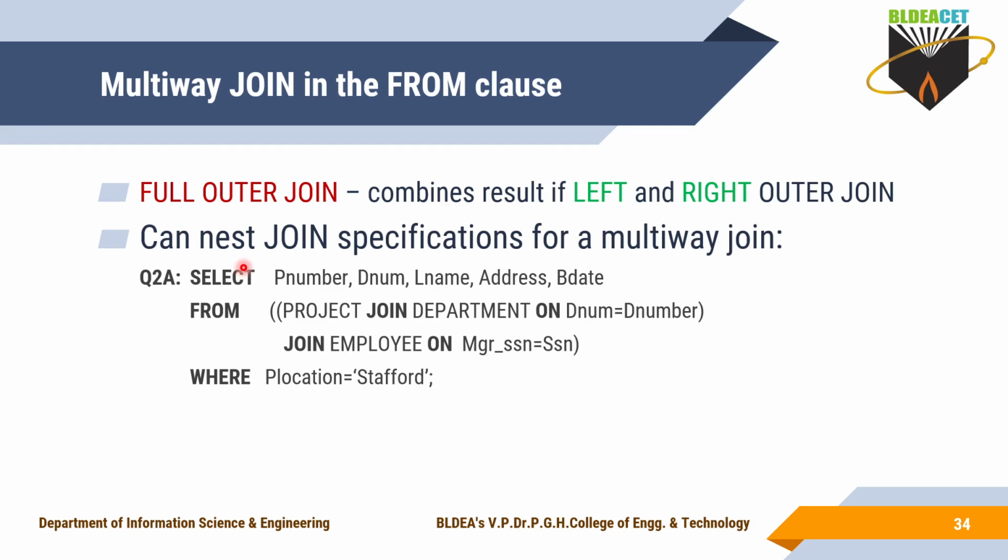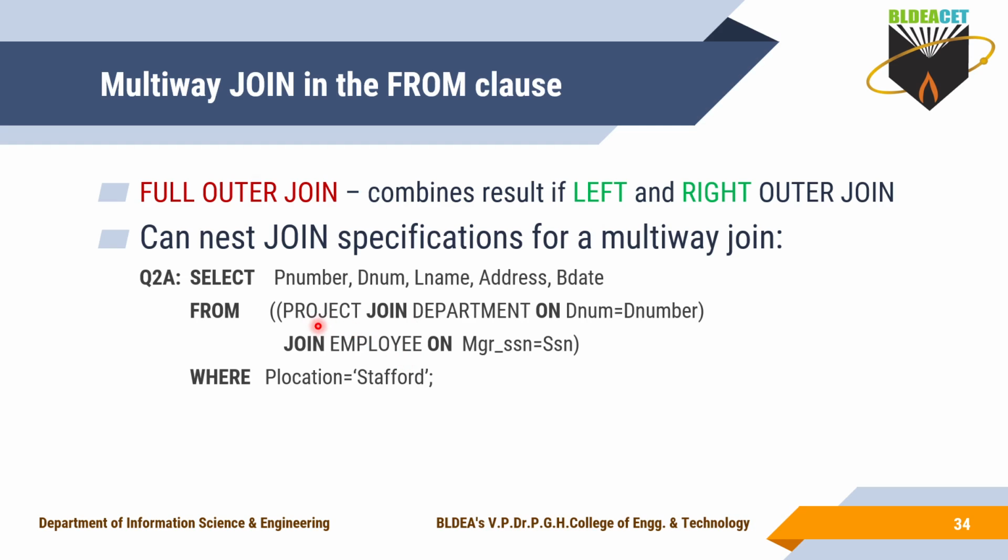And you can also use nested join specification for multi-way join here. So this is the multi-way join specification. Inside one join, you are using one more join here. So this is the example. Select P number, project number, department number, L name, address and birth date, which you want to retrieve. From which table? Project number you will get from the project table, and D number you will get from the department table, and name, address, birth date you will get from the employee table. You now need to join three tables.